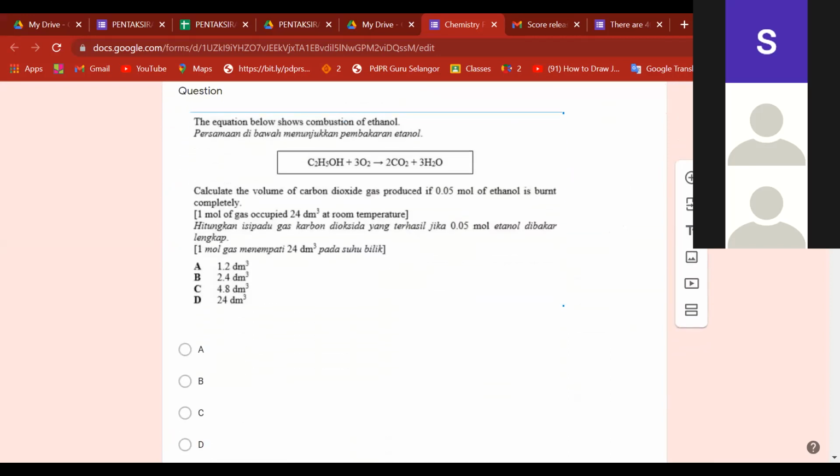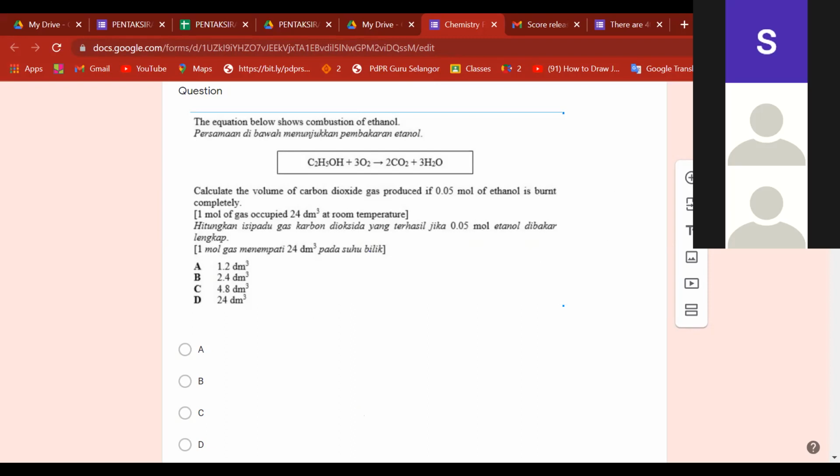Again, you can see a lot of calculation questions here. What is the volume of carbon dioxide gas here, if I've got 0.05 mole of ethanol? There are 4 things you need in a calculation. What is the first? Four things. Not mole, mass, volume. Before you go to number of moles, what are the 4 things that I need in a calculation? Number 1, the chemical equation.